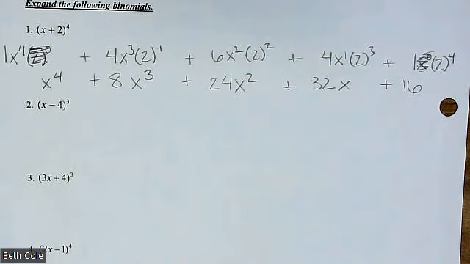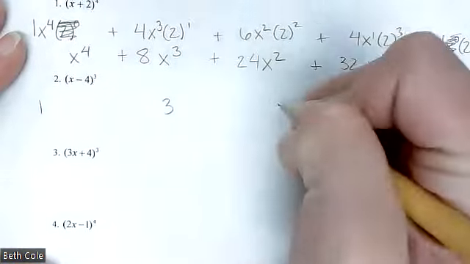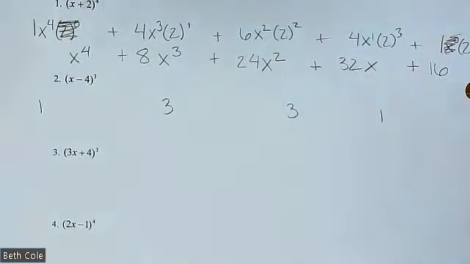Let's do one more where you watch first. I'll give you a chance to write it down. Just watch, all right? This says to the 3rd. Which line of the triangle are we using? The one with the 3's in it. Okay, so 1, 3, 3, 1. I'm going to write down 1, 3, 3, 1.